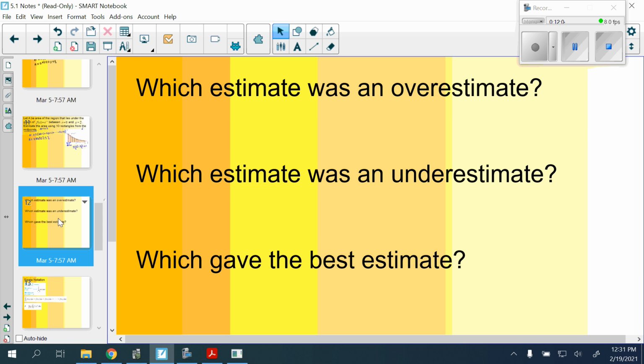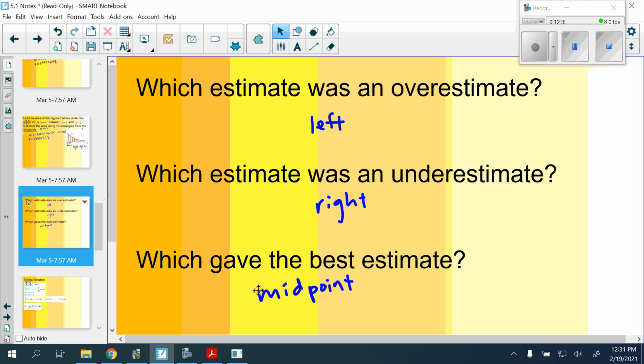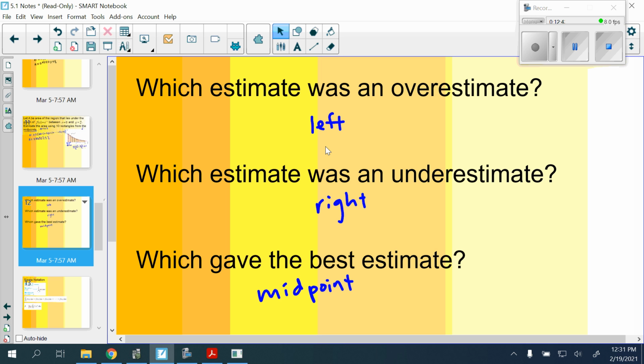So those were the estimates of this one. Best one was midpoint. Our over one was the left one, and then our underestimate was the right endpoints there. So those types of questions they've had on the exam before, so just be able to answer any questions.